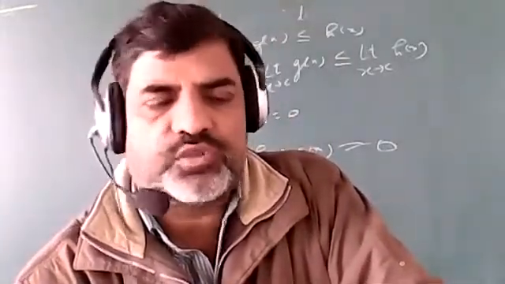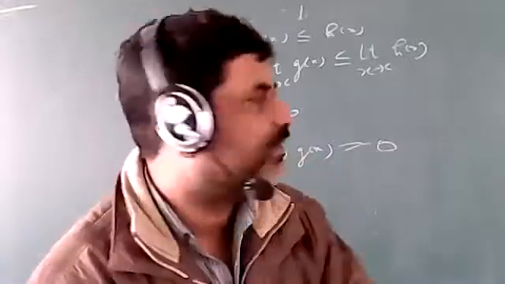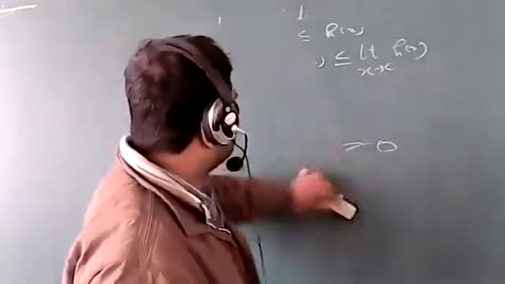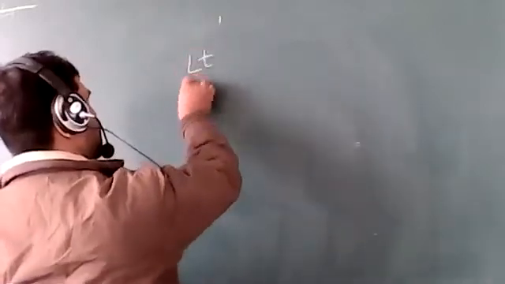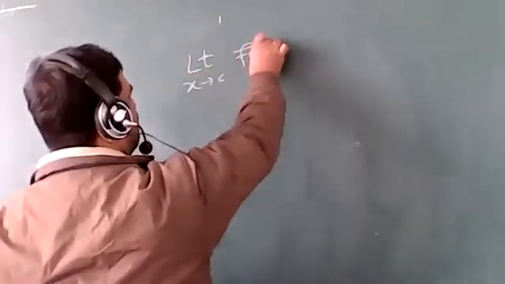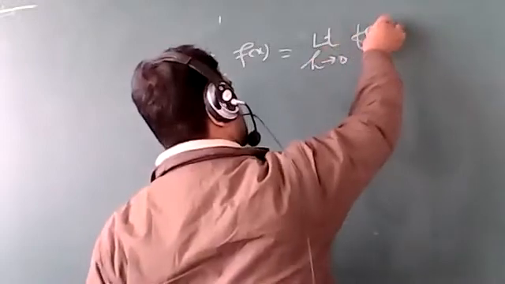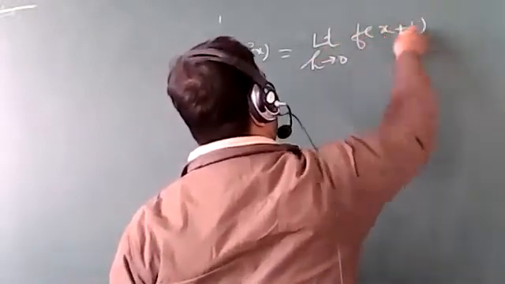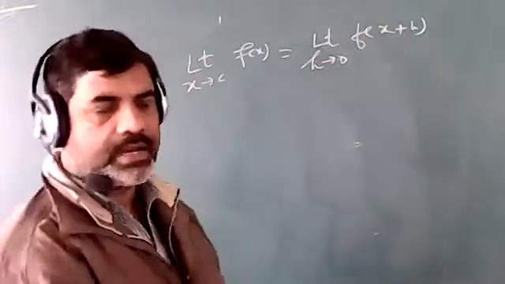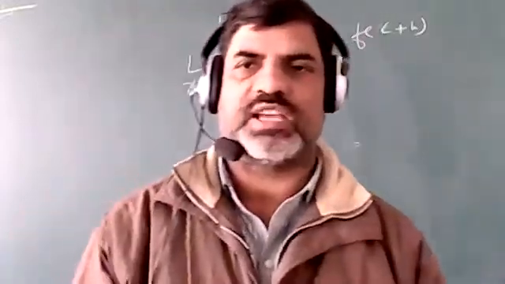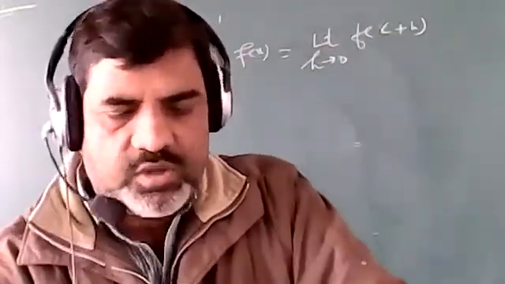So limit x tending to c minus or limit x tending to c plus can be written in place of limit x tending to c f(x). This statement we shall widely use. Limit x tending to c f(x) can be written as limit h tending to 0 of f(x plus h), or this x we can also replace by c plus h or c minus h, whatever you want to write, you may write.